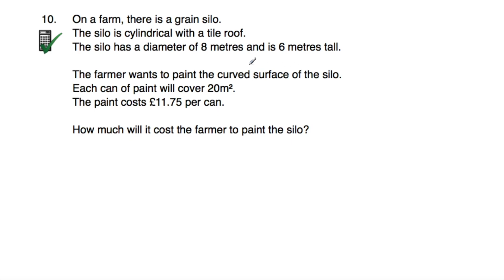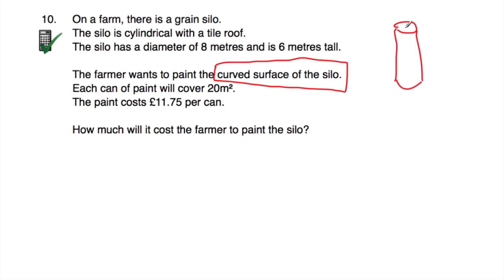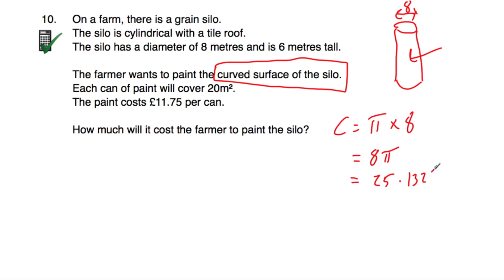Okay, so what we want to do here is find the area of the curved surface of the silo. Because we've got the silo standing upright, and obviously it's got some sort of tiled roof, but we want to find the area of that curved face. So to find the area of this curved face, we'd get the circumference of the circle and times by the height of the cylinder. So the circumference equals pi times the diameter. The diameter of the circle is 8, so we're going to do pi times 8 meters. And that's equal to 8 pi, or as a decimal number, 25.1327 and so on meters. So that's the circumference of the circle.